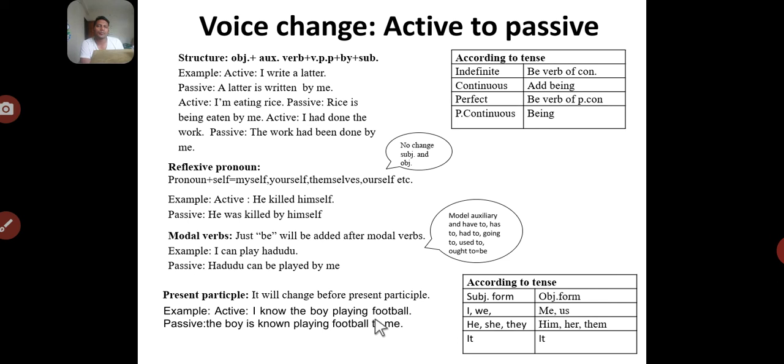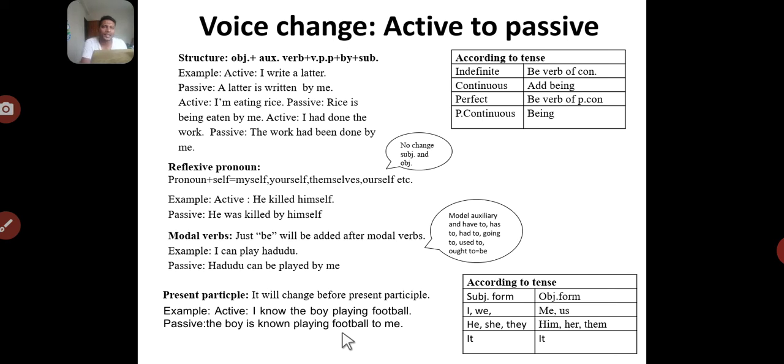For example, I know the boy playing football. Here the passive will be the boy is known playing football to me. So here is a question, why not by? We should use by, but we use to here.